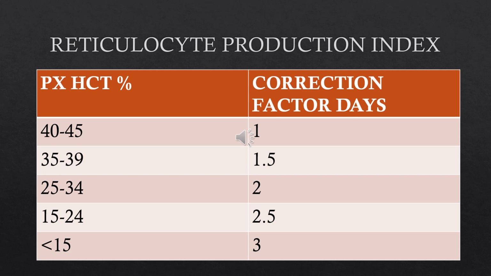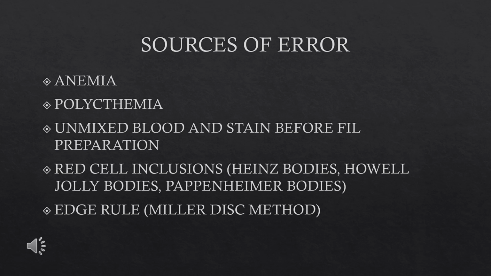The list goes on. Next, we have your sources of error. So you have anemia, polycythemia, unmixed blood and stain before the film preparation. You also have red cell inclusions, specifically Heinz bodies, Howell-Jolly bodies, and Pappenheimer bodies. And one more is the edge rule if you're using the Miller disc method.